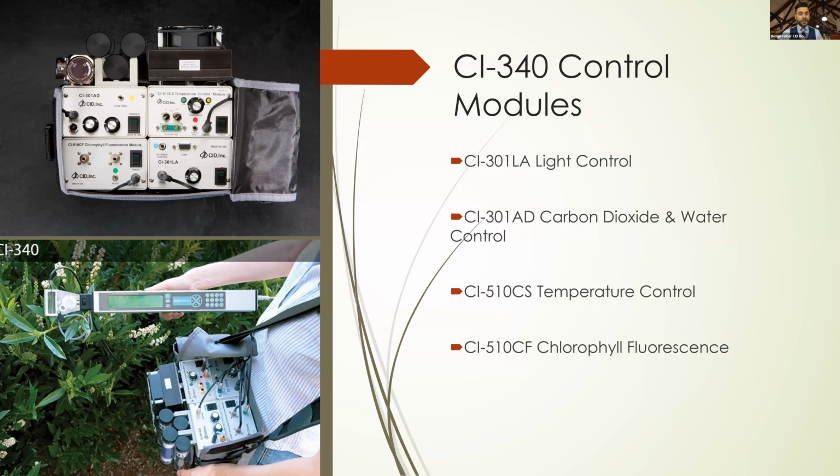The third, 510CS, temperature control, enables researchers to adjust temperature in the chamber to evaluate fluctuations in the rate of photosynthesis relative to high or low temperatures. And then finally, we have the chlorophyll fluorescence, which measures fluorescence simultaneously with photosynthesis to provide researchers with the information about changes between photosynthesis efficiency and heat dissipation from the leaf.